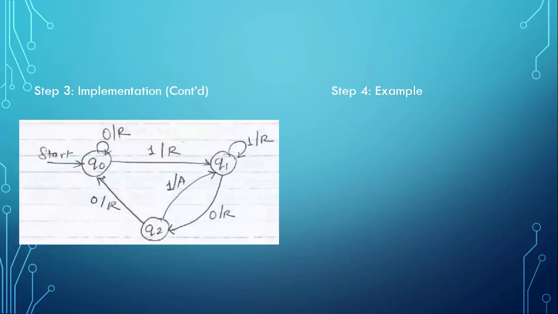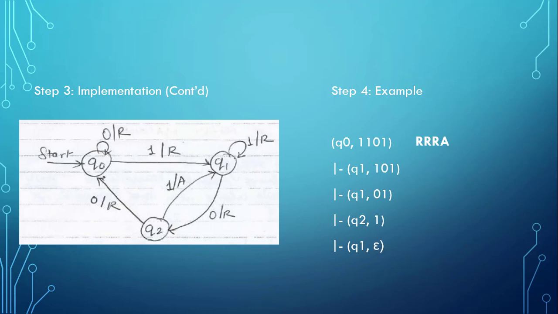Let us continue with the state transition diagram and solve one example using it. If you observe, we have changed the position of the output symbol from state to transition because this is a Mealy machine. So each transition will have one output symbol associated with the input symbol. For the given input sequence, the output generated will be RRRA.